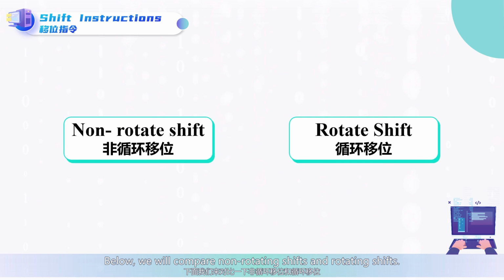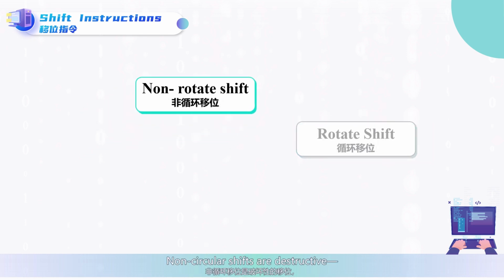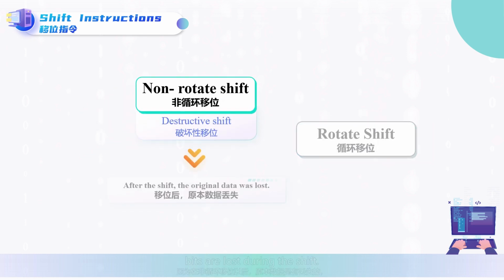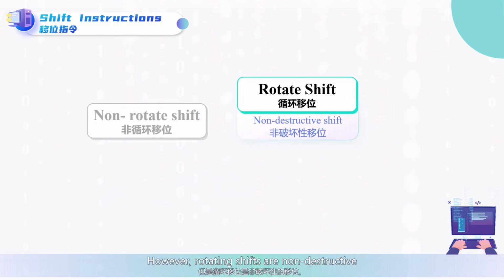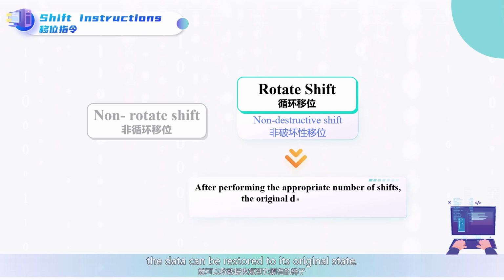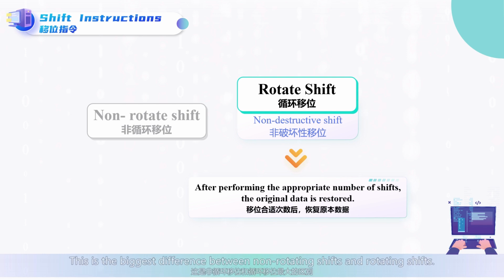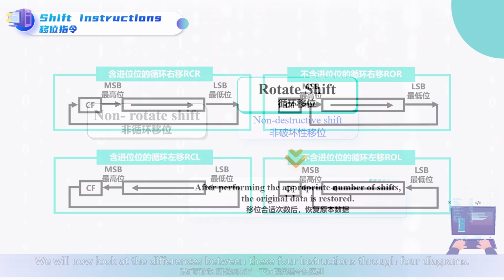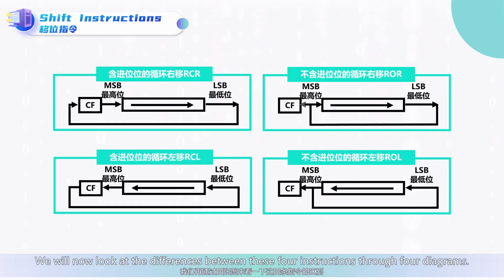Below, we will compare non-rotating shifts and rotating shifts. Non-circular shifts are destructive. Bits are lost during the shift. However, rotating shifts are non-destructive because the bits that make up the data are always preserved. Therefore, after shifting the appropriate number of times, the data can be restored to its original state. This is the biggest difference between non-rotating shifts and rotating shifts. We will now look at the differences between these 4 instructions through 4 diagrams.